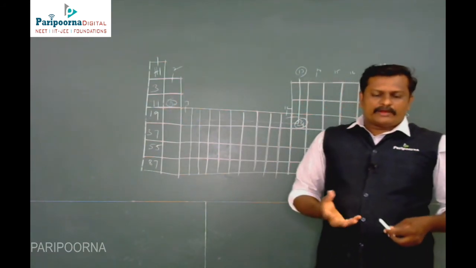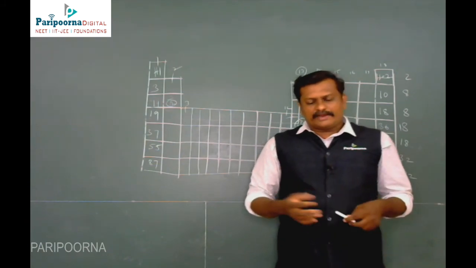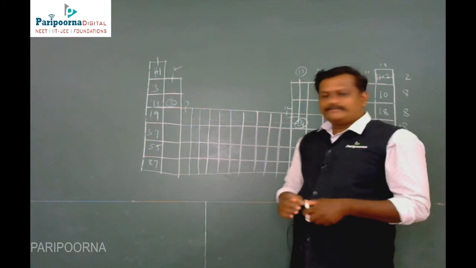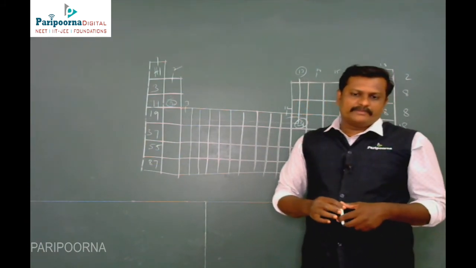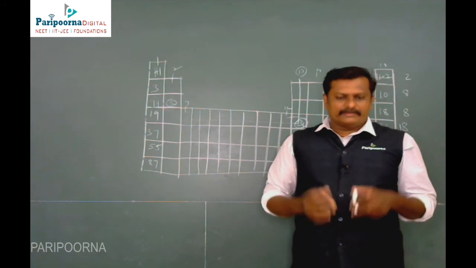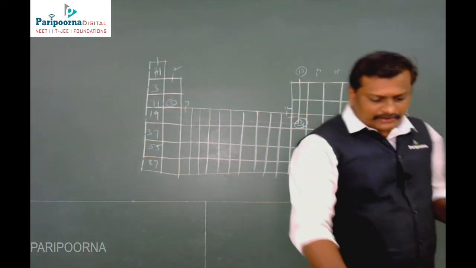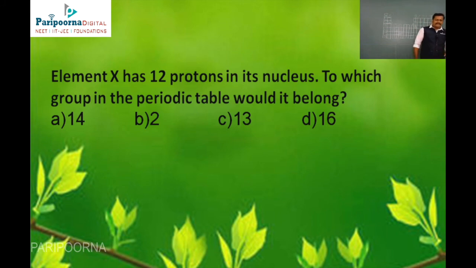So all these properties you can identify only through the atomic numbers, because the modern periodic table is developed based on the atomic number, right? So now look at the question. The option B, 2, is the right answer because atomic number 2 belongs to the second group.